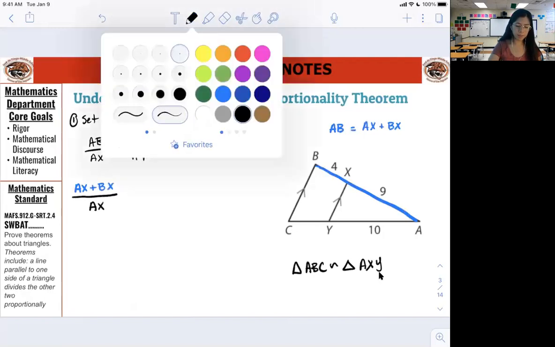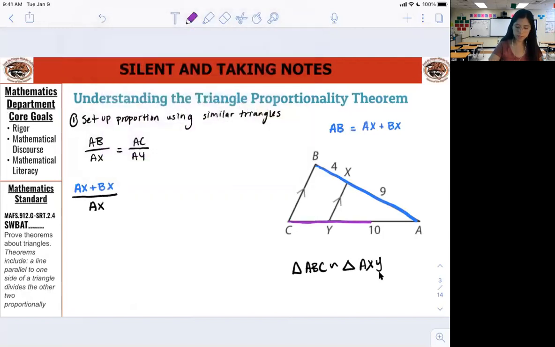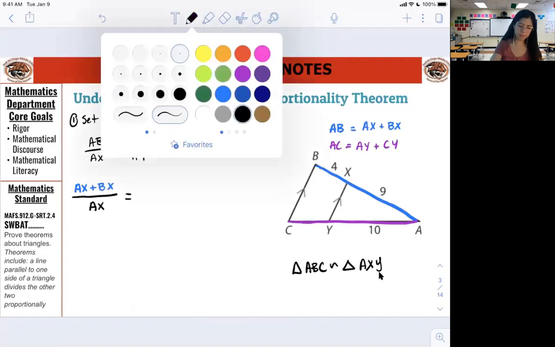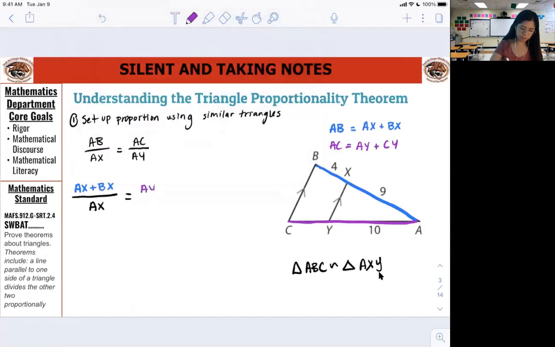And you can say the same thing about AC. AC is really just AY plus CY. Right? It gets split up into its two components. So I'm going to rewrite that one. AY plus CY over AY. Agree? So far, nothing too crazy, right? Any questions so far?